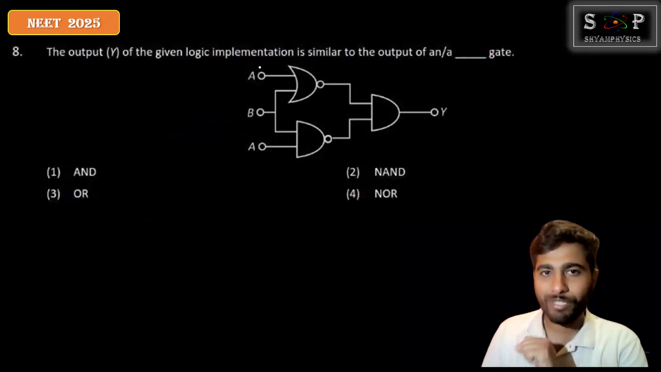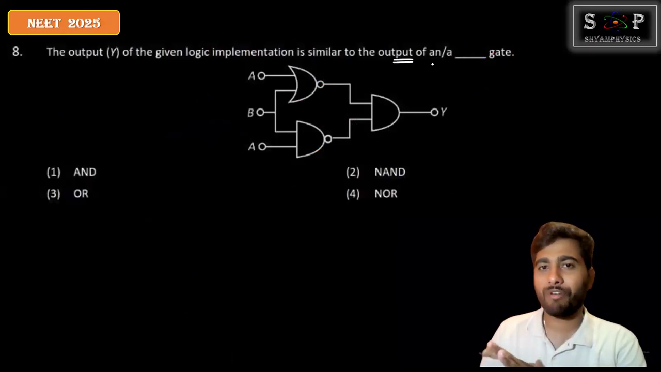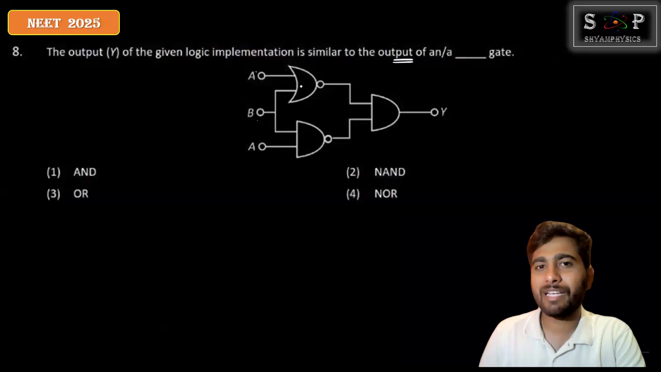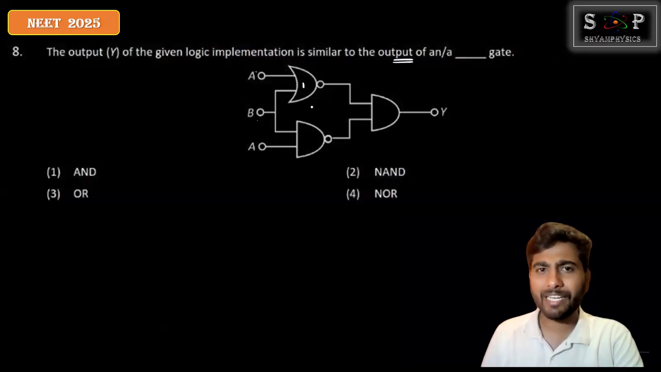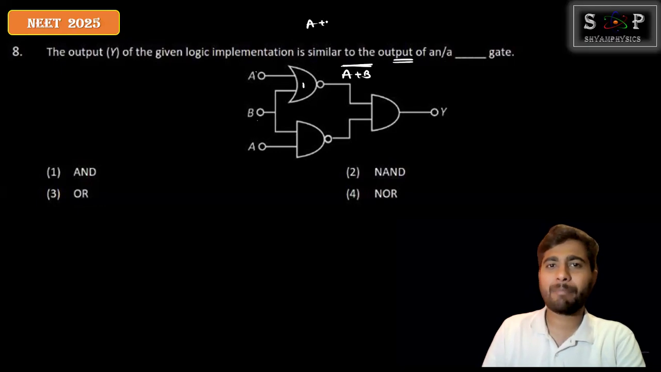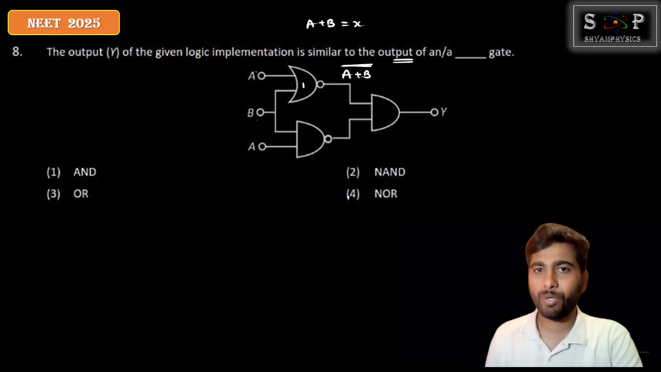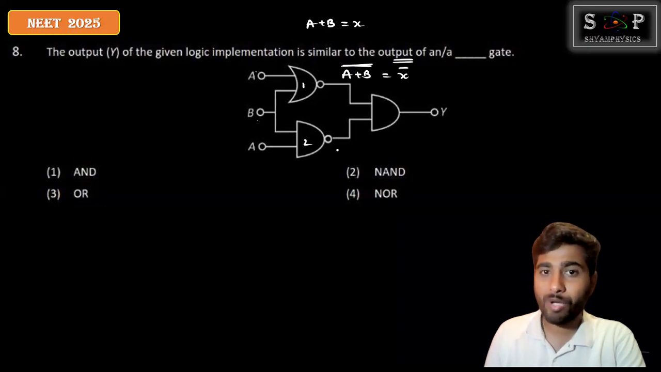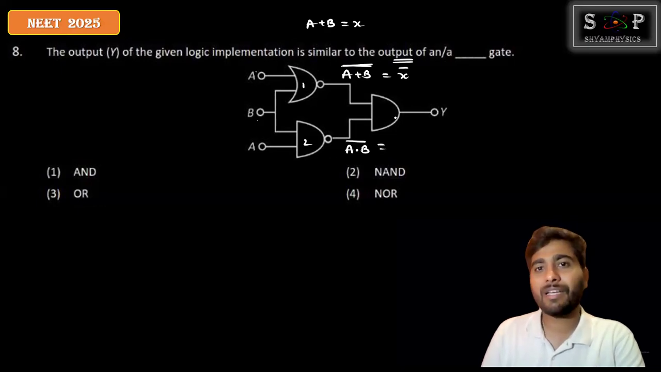The output Y of the given logic implementation is similar to the output of which of the four options we need to calculate. Here A and B are the input for this first digital gate. So the answer you'll get here is (A plus B) whole bar. Then I will treat A plus B as X, then I can write this one as X bar. Next, here it is an AND gate, the second digital gate, so our output will be (A dot B) whole bar. I will treat this one as Y, so Y bar.